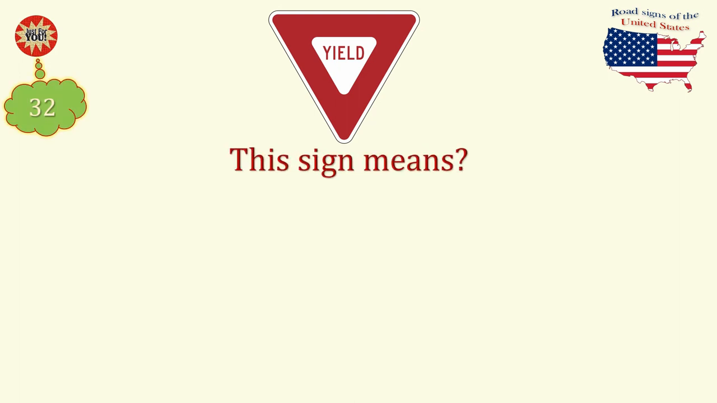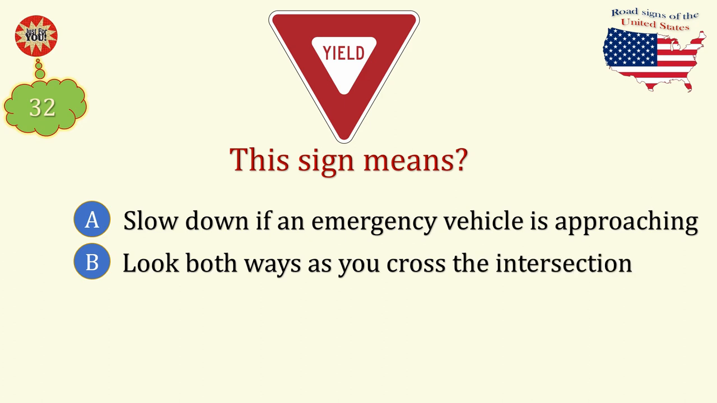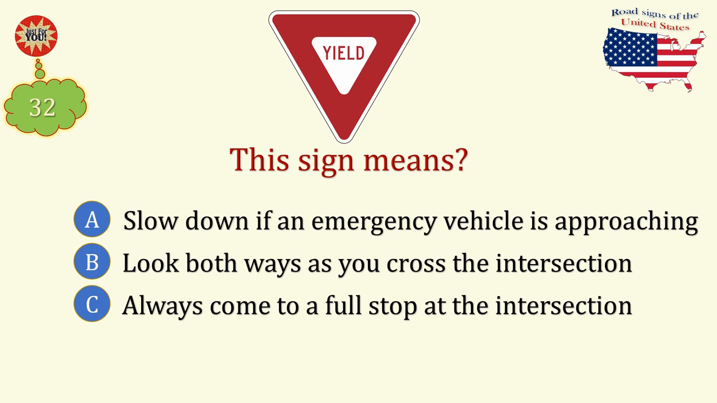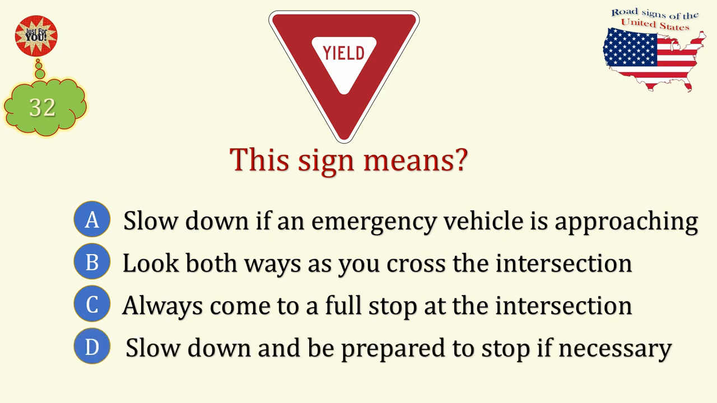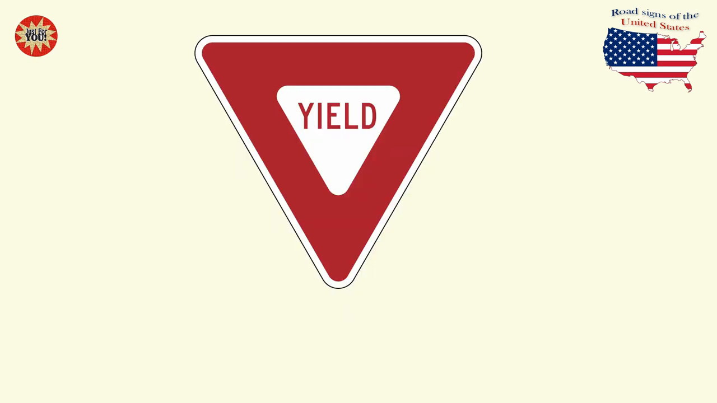This sign means? A. Slow down if an emergency vehicle is approaching. B. Look both ways as you cross the intersection. C. Always come to a full stop at the intersection. D. Slow down and be prepared to stop if necessary. The correct answer: D. Slow down and be prepared to stop if necessary. Yield.